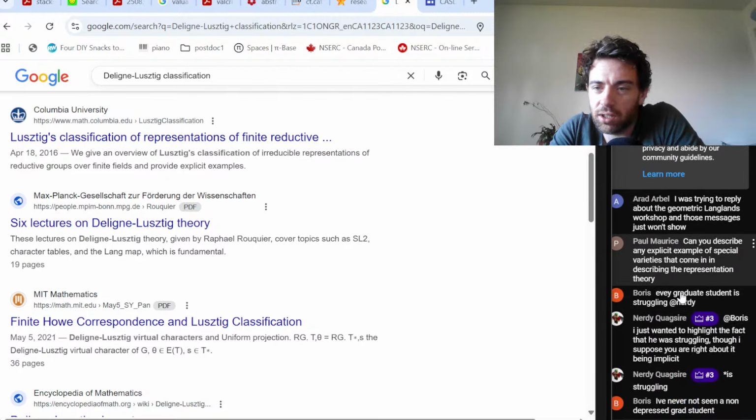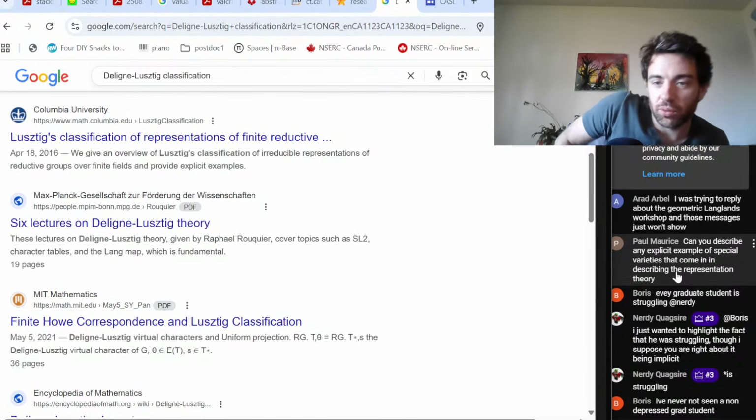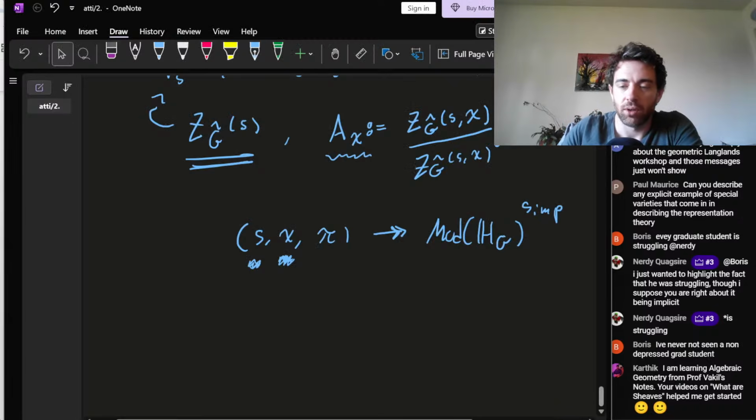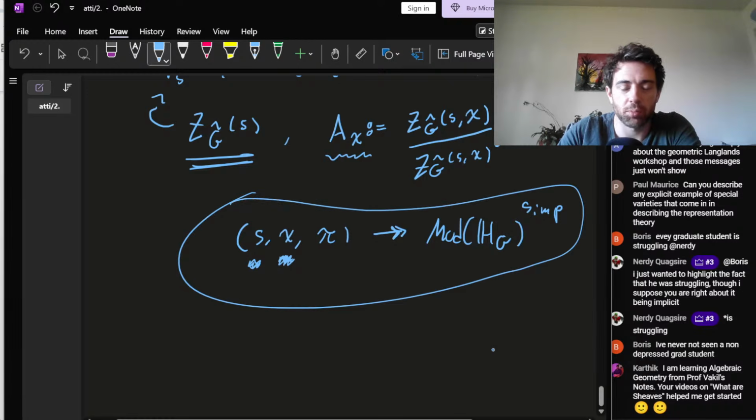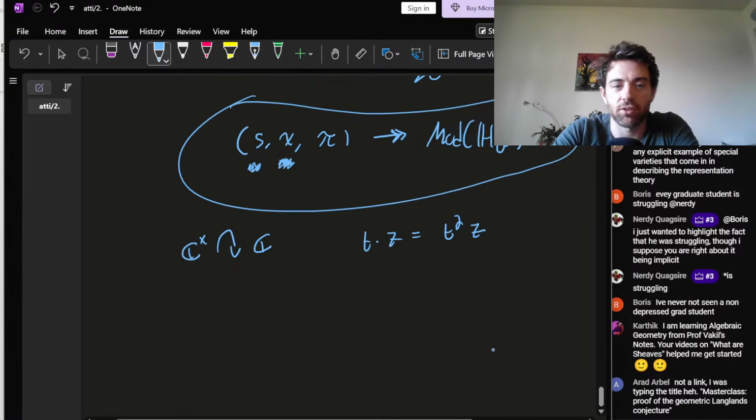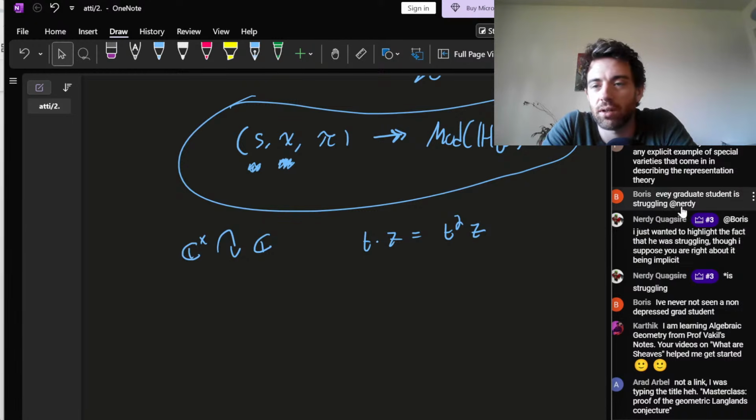Can I describe any explicit example of special varieties that come in describing the representation theory? Yes. In fact, I have before. If you go look back maybe a month ago, or 2 months ago, I talked about this. With this story and these triples, I talked about the example of C star acting on C by t dot z equals t squared z, and we got these 3 orbit pairs, and I talked about the D modules and perverse sheaves. We can talk about it again soon in the future, but in the meantime, I do have some older office hours on that.